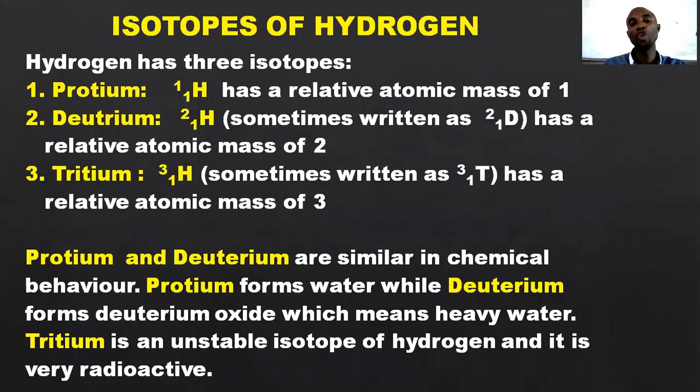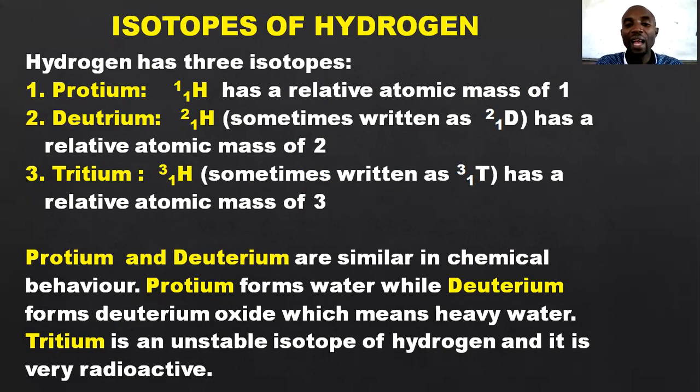So hydrogen has isotopes. It can exist as protium, which is normal hydrogen, with atomic number of 1 and atomic mass of 1. Deuterium sometimes exists with a mass number of 2 and atomic number of 1, normally written as D, with mass number of 2 and atomic number of 1. Sometimes it can also be written with 2 as the mass number and D as the symbol of deuterium.